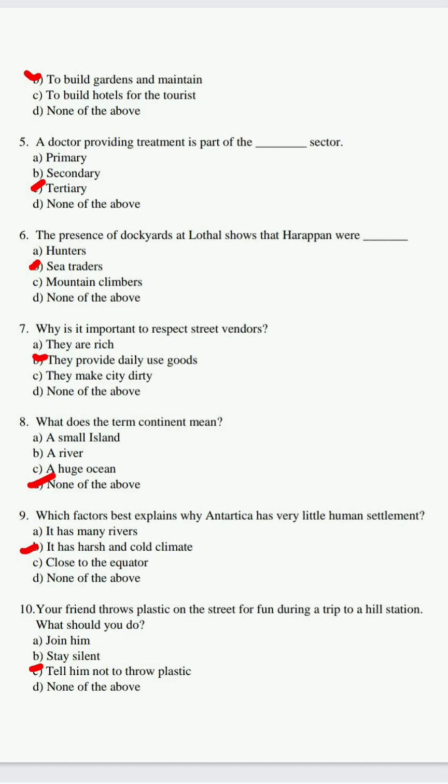Question number 10. Your friend throws plastic on the street for fun during a trip to a hill station. What should you do? Options are A. Join him, B. Stay silent, C. Tell him not to throw plastic, D. None of the above. And the correct option among these is tell him not to throw plastic.